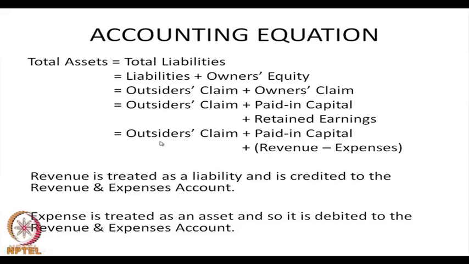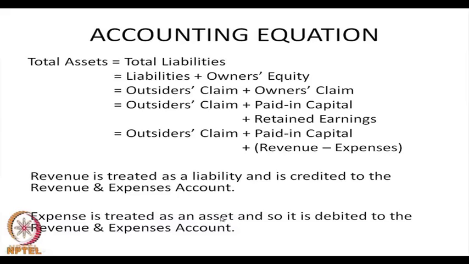Now, here the last equation will say that retained earning is revenue minus expense. If you take expense to the left hand side, then you will see that total assets plus expenses become equal to outsider's claim plus paid in capital plus revenue. Therefore, revenue is to be considered like a liability. It has the same positive sign as those of outsider's claim and paid in capital, whereas expense, when it goes to this side, is positive like total assets. Therefore, expense is treated as an asset. Therefore, our rule for debit and credit will apply accordingly.